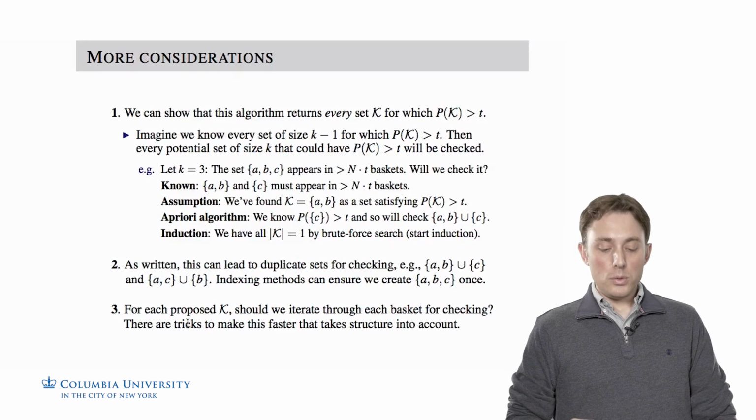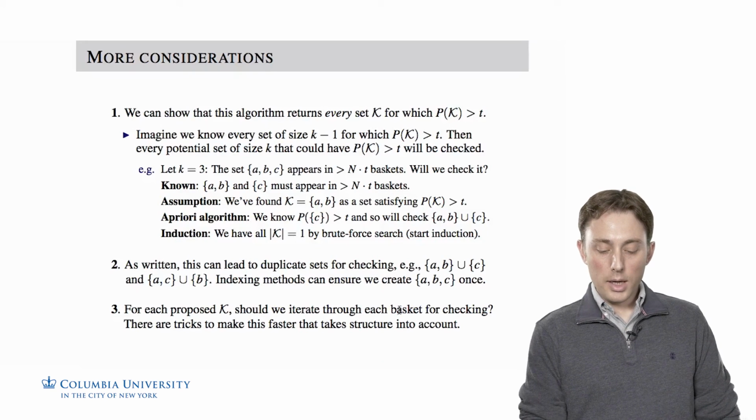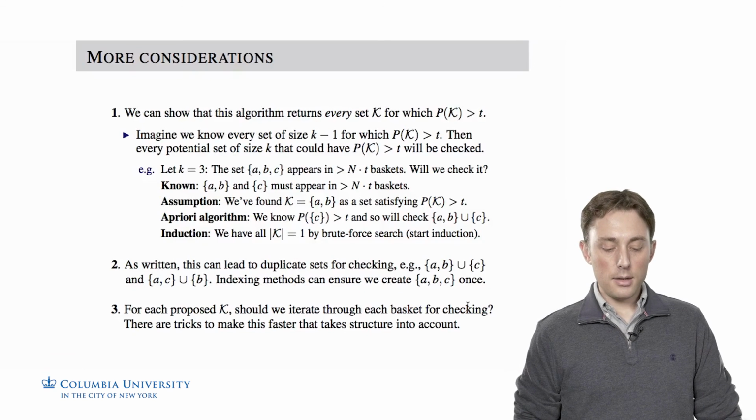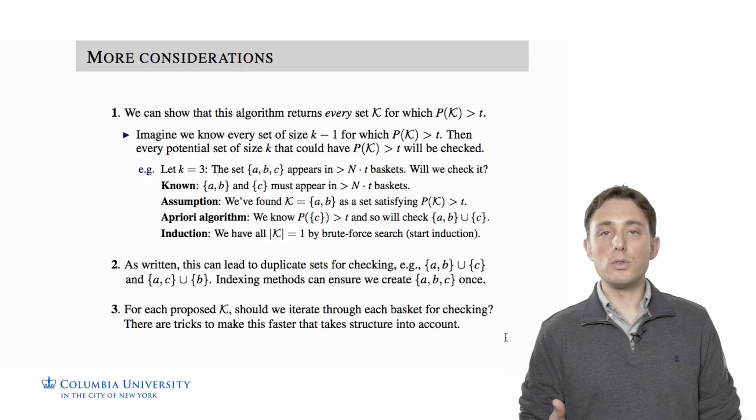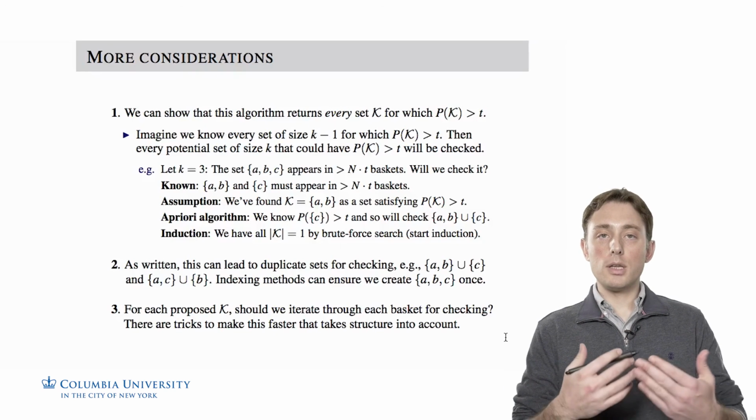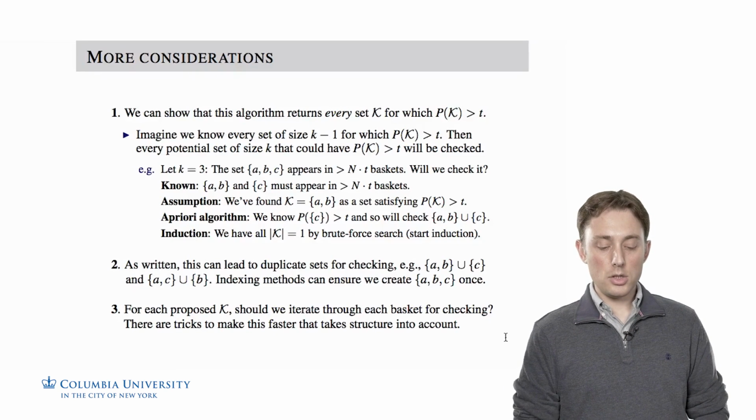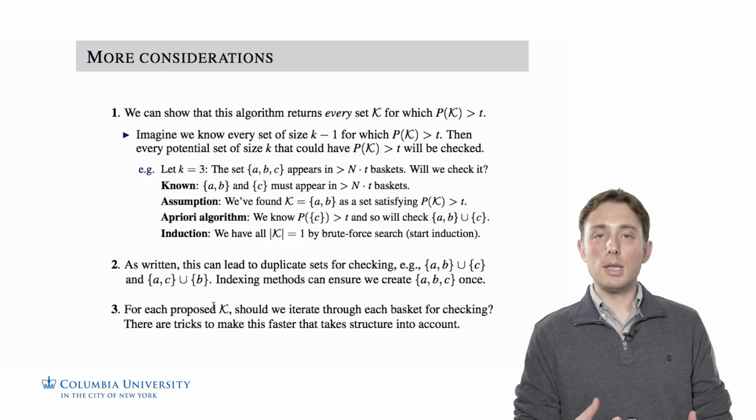Also, for each proposed set K, should we iterate through every basket for checking? Again, there are tricks that we can use to make this faster that take structure into account, so we don't have to actually iterate through all n baskets to check whether a proposed K appears in that basket or not.